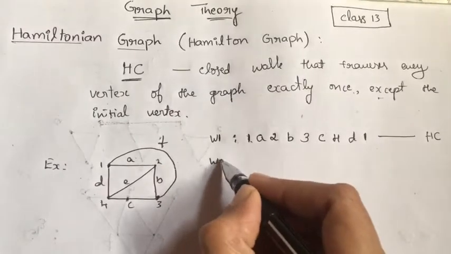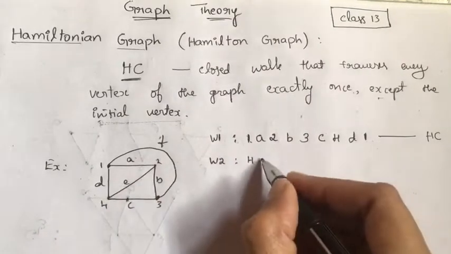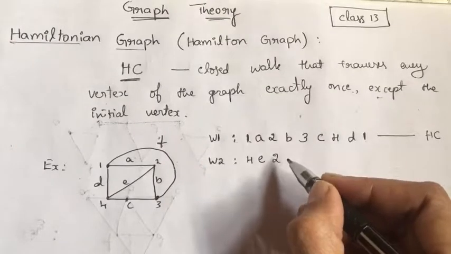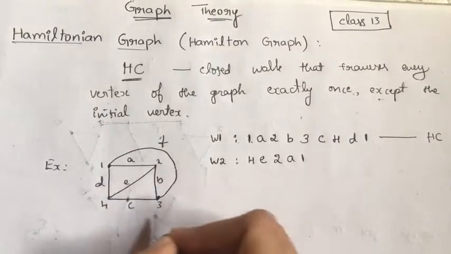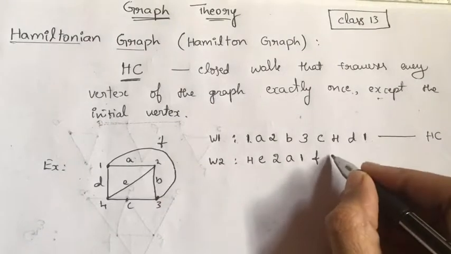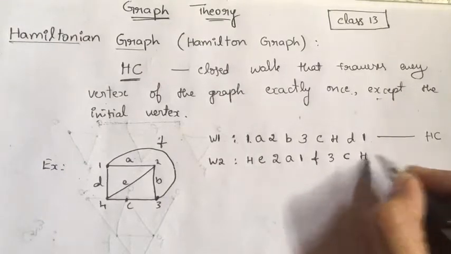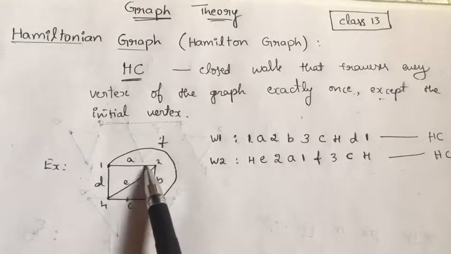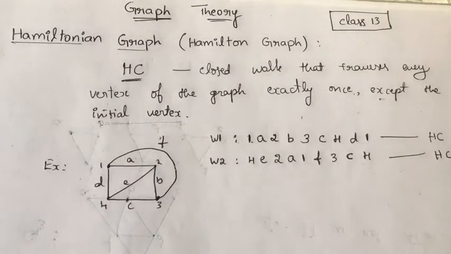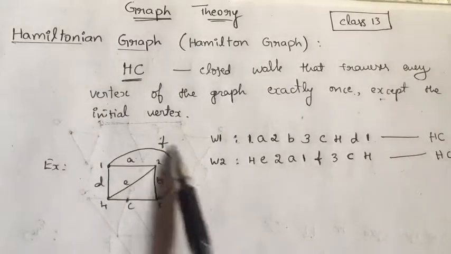I can even find one more walk. In fact, I'll start from vertex 4, I'm taking edge E, then I'm going to vertex 2, then I'm taking edge A, vertex 1, and I'm taking edge F, I'm coming to vertex 3, and I'll take edge C, I'm going back to vertex 4. So I've started from here, going like this. So this is another walk, which is also a Hamiltonian cycle. Therefore, my graph is a Hamiltonian graph.